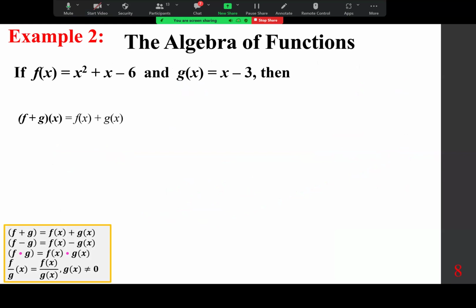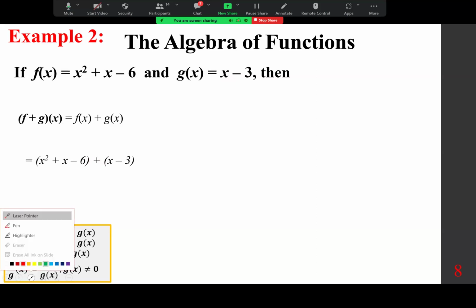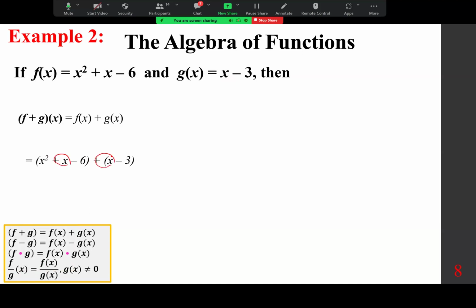We're going to continue with example 2. If f of x is x squared plus x minus 6, and g of x is x minus 3, let's start with f plus g of x, which is simply f of x plus g of x. So let's add these two functions. Because there is a plus sign in between, you don't have to distribute anything. So x squared remains, x and x result in 2x. The numbers add up to negative 9. So x squared plus 2x minus 9.